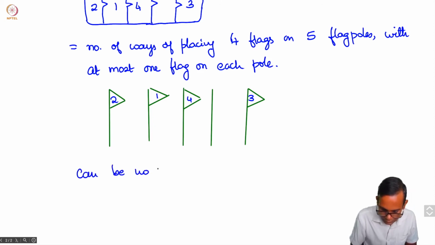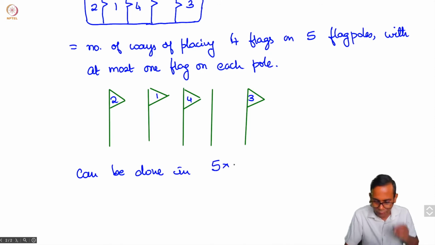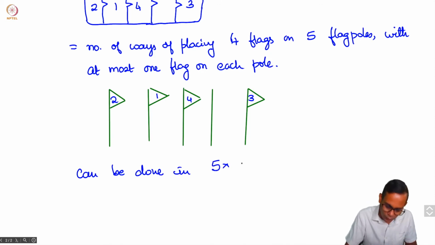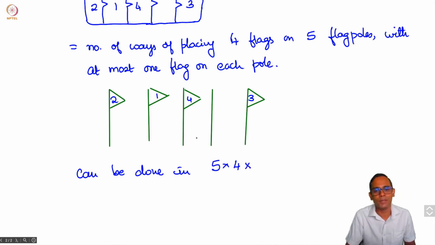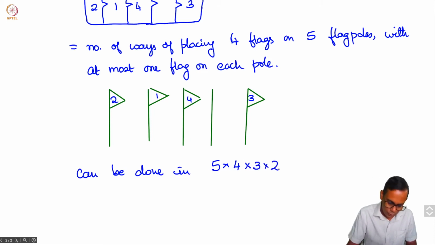So for the first flag, this is just like the previous one, except it's even simpler. For the first flag, I have 5 choices. For the second flag, I have to put it on any of the poles except the one on which the first flag was, so I get 4. The third flag has to go on any of the poles except the poles where the first 2 flags were, so I get 3 and 2. So this is the following factorial.